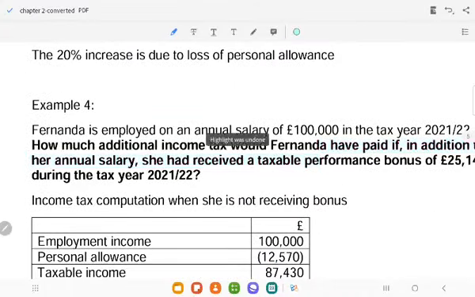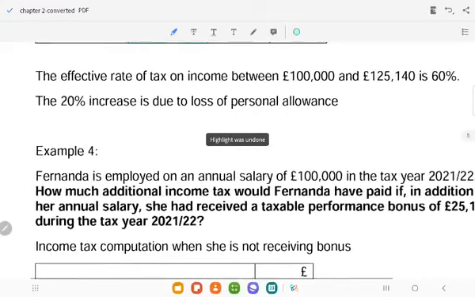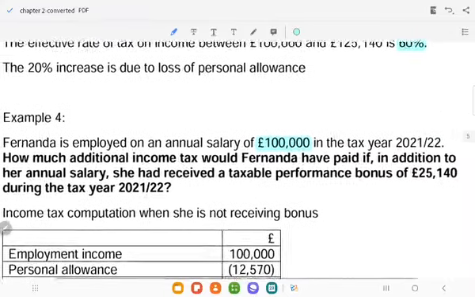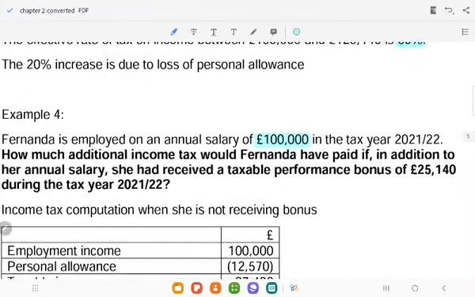An important point is that the effective rate of tax on income between 1 lakh to 1,25,140 is 60%. The 20% increase is due to the loss of personal allowances. So if you are going to calculate the income of a person, if you are considering the income of a person as 1 lakh, then what will be his tax liability? And if he is receiving a bonus of 25,140, his total income becomes 1,25,140.